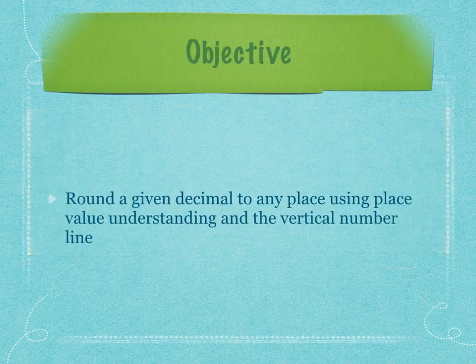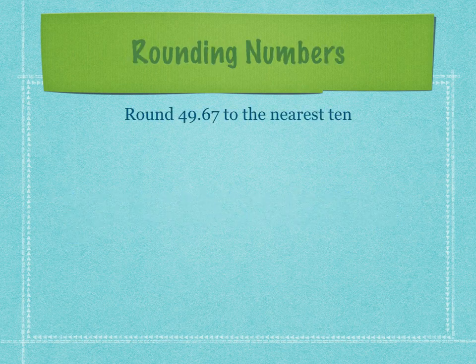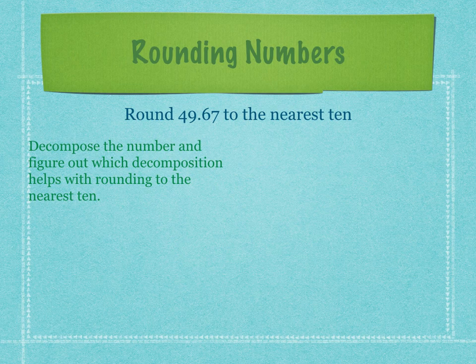Our objective for this lesson is to round a given decimal to any place using place value understanding and the vertical number line. So the first thing we're going to do is round 49 and 67 hundredths to the nearest tens place. So we always decompose the number and figure out which decomposition helps with rounding to the nearest 10.